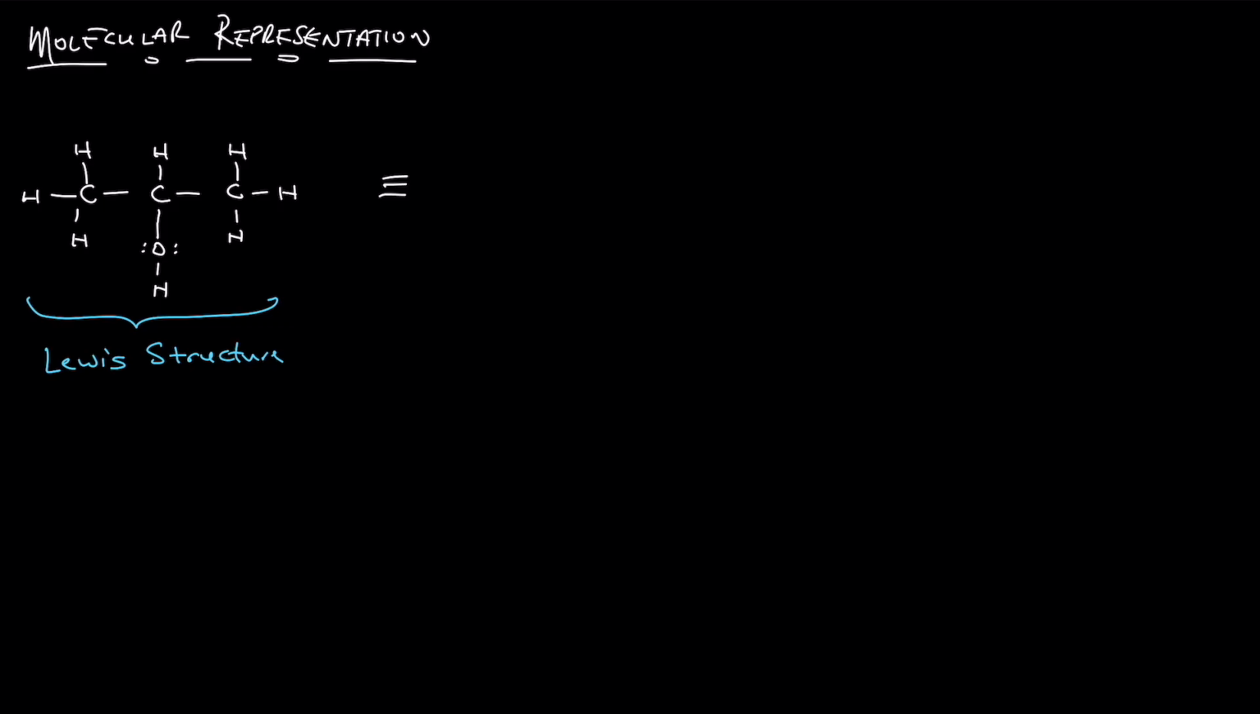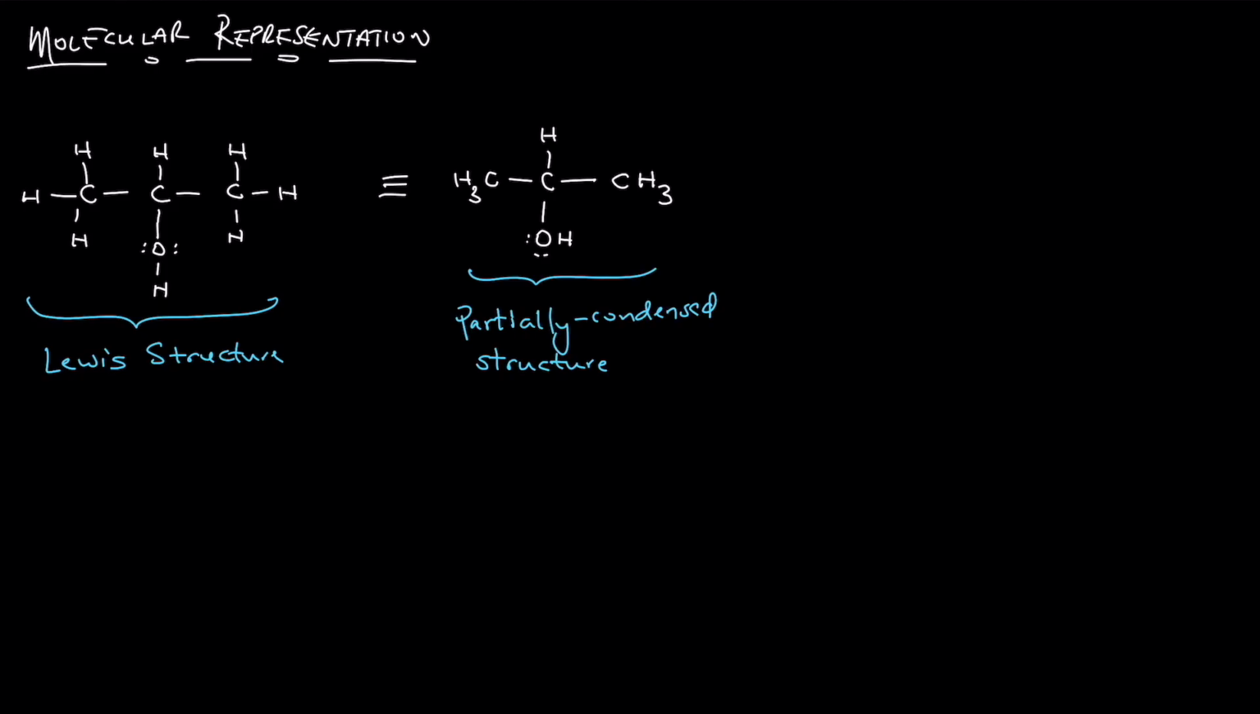This Lewis structure can also be represented as this. In this particular notation, most of the CH bonds are not explicitly drawn, and in fact, they're kind of compressed. We call this a partially condensed structure, but it's just another way of representing the exact same structure that we drew using the Lewis model. Note that once again, this does take a little bit of time to actually draw.